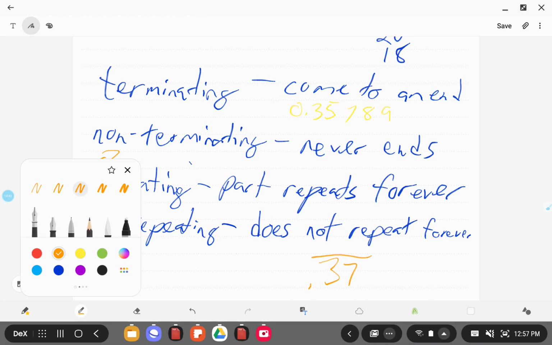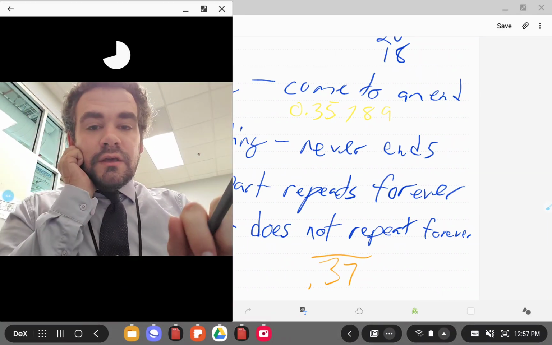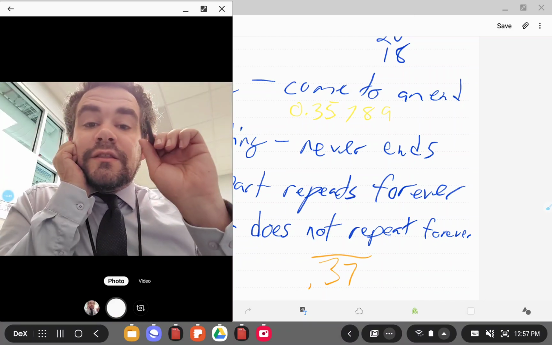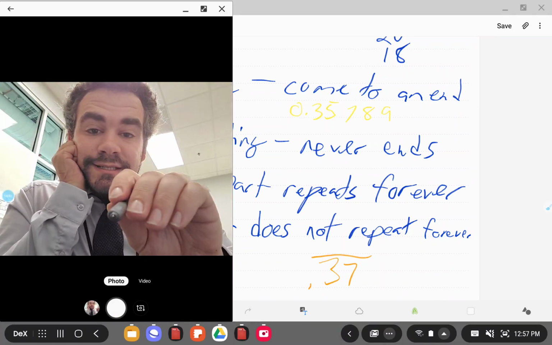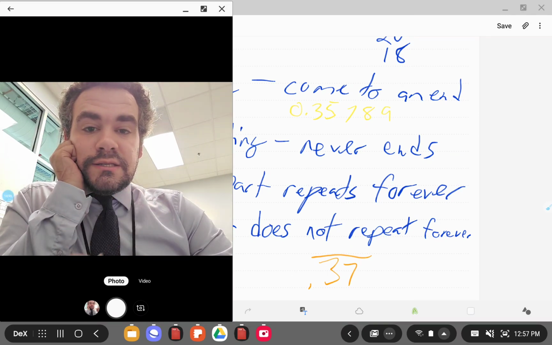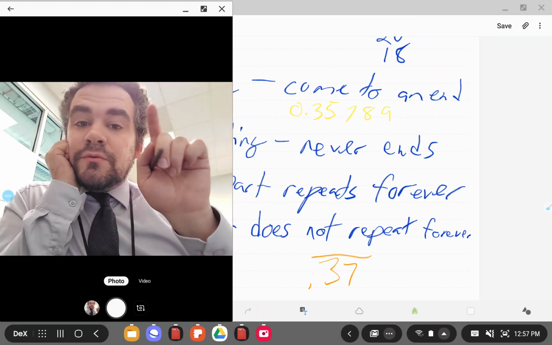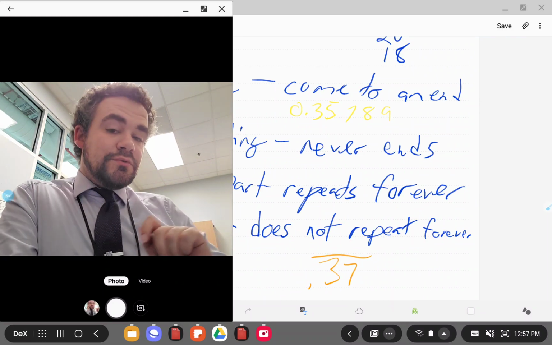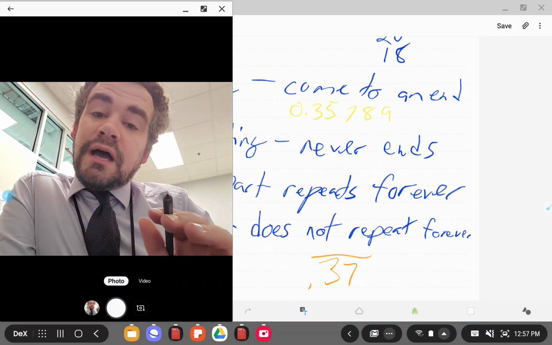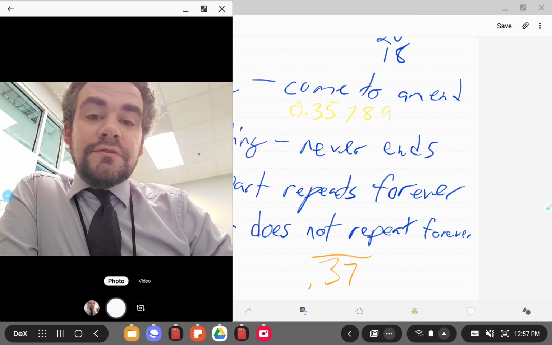However, there are numbers that exist. Here's big brain time. There are numbers that exist that go on forever but do not ever repeat. One such number is my personal favorite, which we talked about at the very beginning of the year, pi. Pi is a number that never repeats, but it goes on forever.